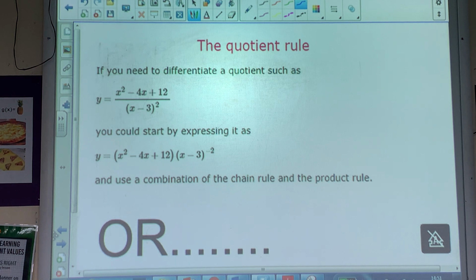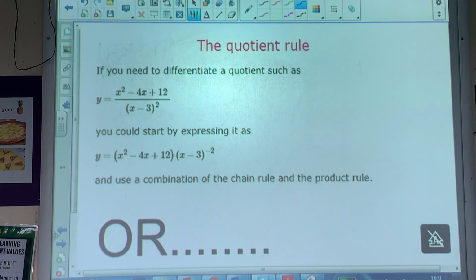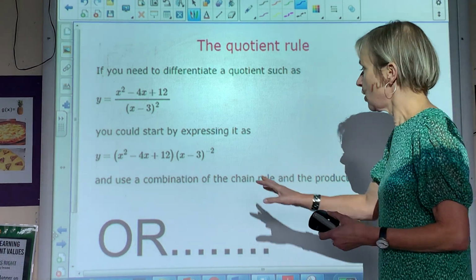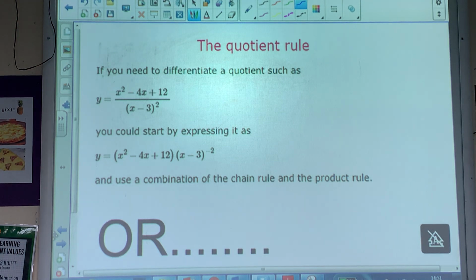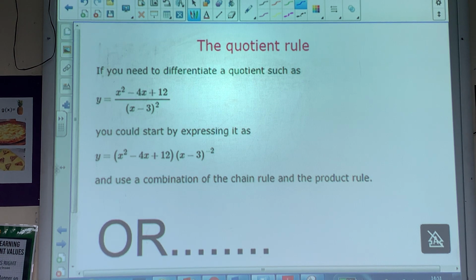Quotients. Okay, we know what a quotient is. Here's a good example of a quotient. If I need to differentiate a quotient, such as y equals x squared minus 4x plus 12 all over x minus 3 all squared, I could rewrite it as a product and then use a product rule. Absolutely fine to do that. However, sometimes I don't want to do that. Sometimes that's going to make my life harder, because I'm going to have to use the chain rule and the product rule, or there's another rule. And it's this other rule that we're going to meet today, the quotient rule. So the title of this lesson is the quotient rule.